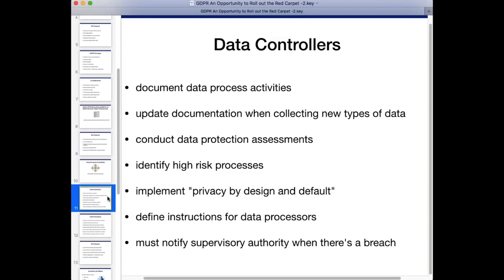Data controllers must review all their data processing activities. They must document their data processing activities, and data controllers must update their processing and storage documentation when they collect new types of personal data. They must conduct data protection assessments and identify high-risk processes, and also implement privacy by design and default. Data controllers must define instructions for the data processors which they appoint, and they're also responsible for notifying their supervisory authority in the event of a breach.